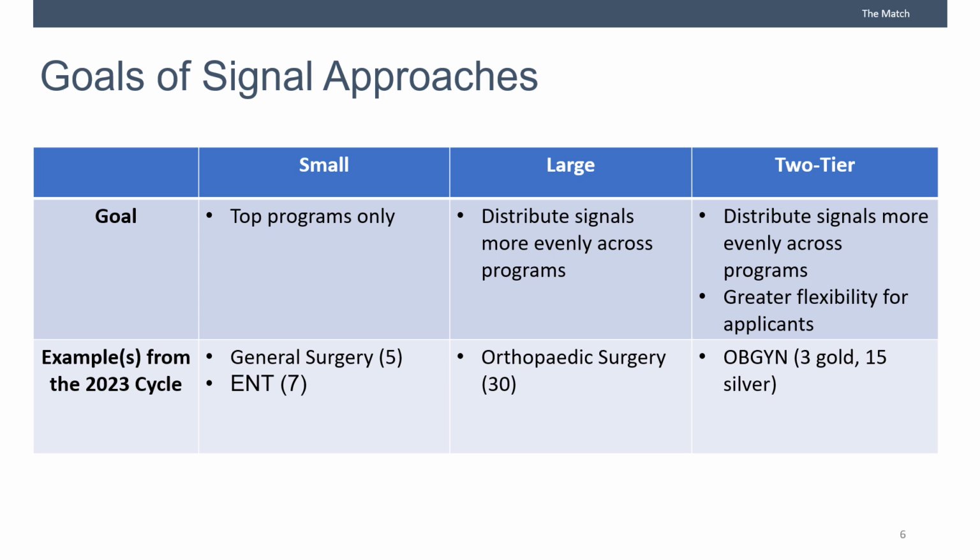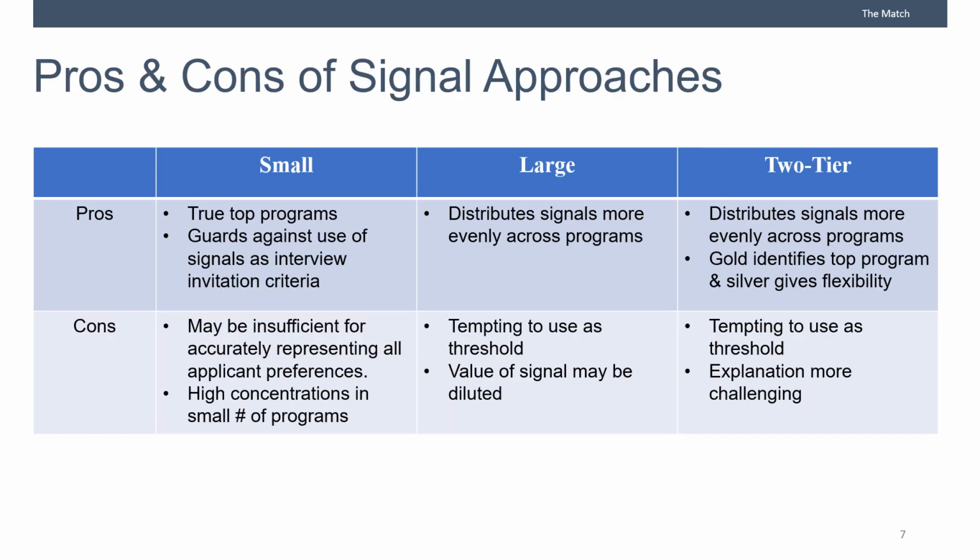The 2-tiered approach is also about 3 years old. It offers applicants both gold and silver signals. It's trying to achieve both goals, identifying applicants' top programs in which they have a genuine interest with the gold signal, and distributing signals more widely across programs with the silver signal. Each approach has different pros and cons and areas of risk.